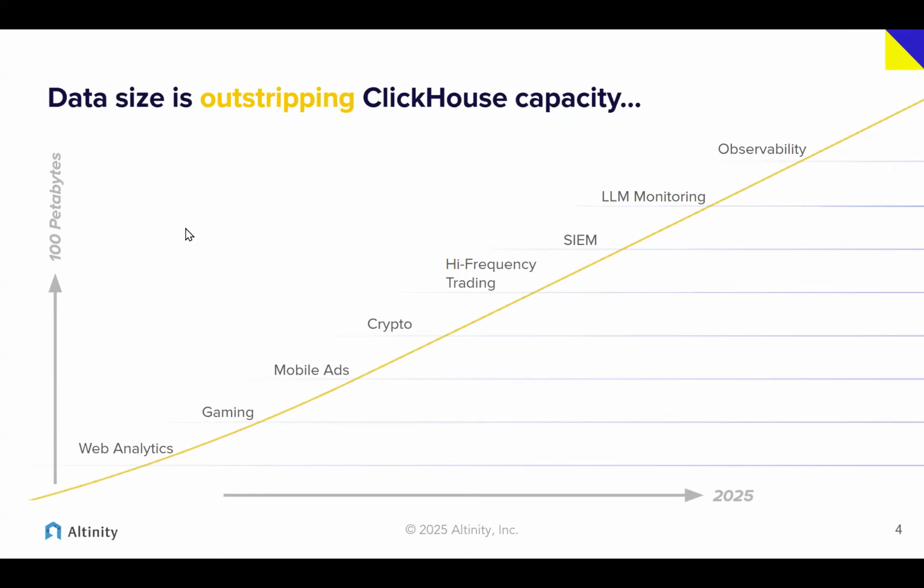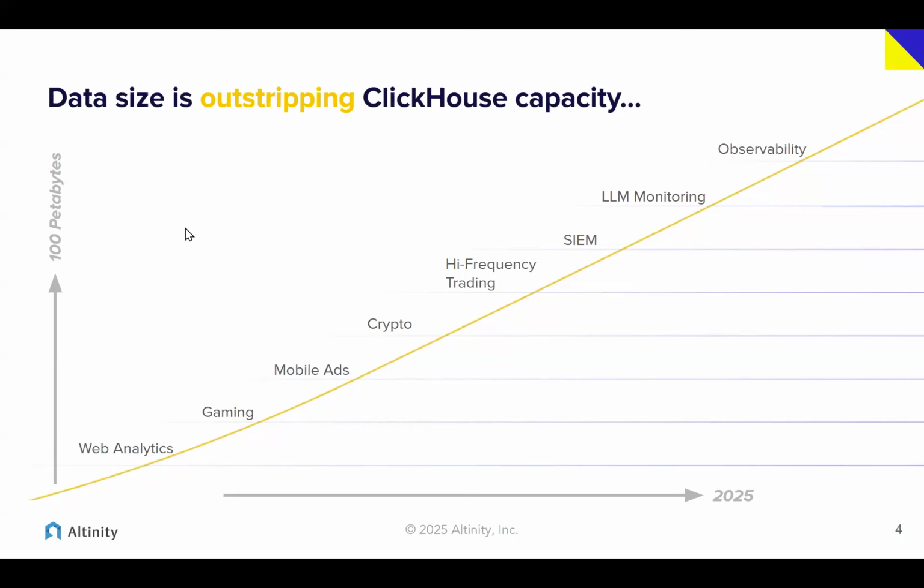This is because of the arrangement of the data and the fact that we have parallel query. But what's happening today, so we're now 9 years on since ClickHouse was open sourced on GitHub, data sizes are beginning to outstrip the capacity of open source ClickHouse.